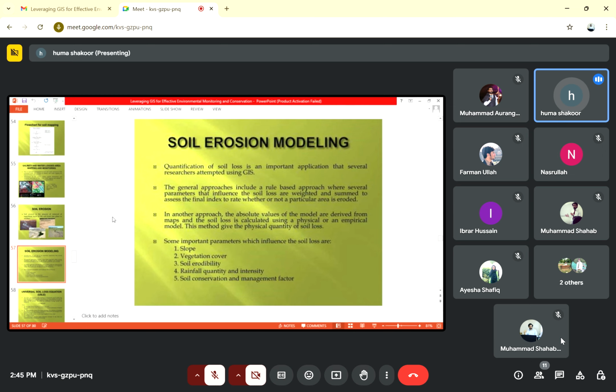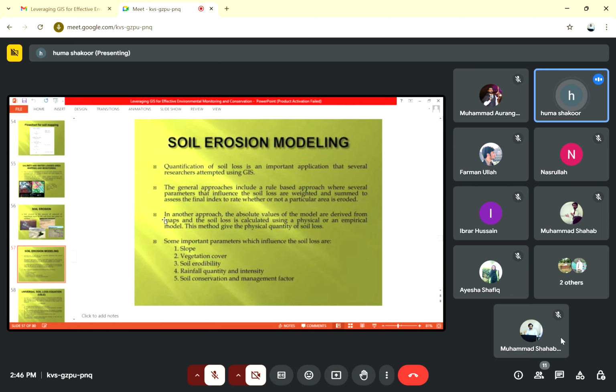Now, how to do soil erosion modeling? Quantification of the loss is an important application that several researchers attempted using GIS. The general approach includes the rule-based approach, where the several parameters that influence the soil loss are weighted and summed to assess a final index to rate whether or not a particular area is eroded. In another approach, the absolute values of the models are derived from the maps, and the soil loss is calculated using a physical and empirical model.